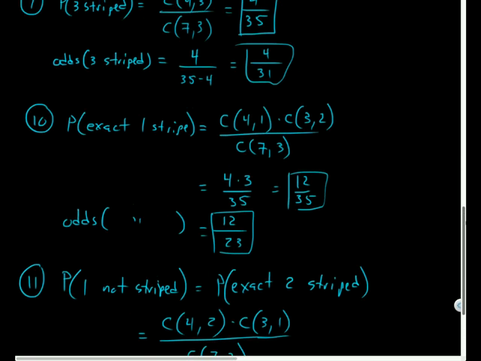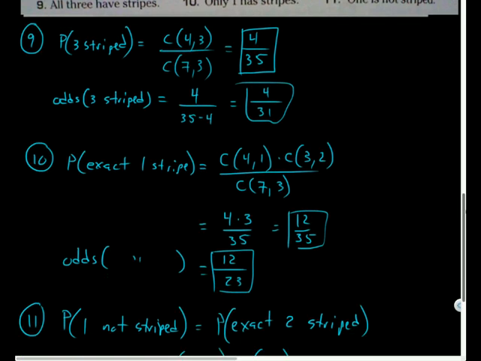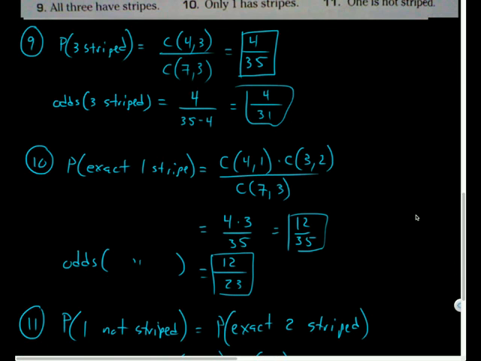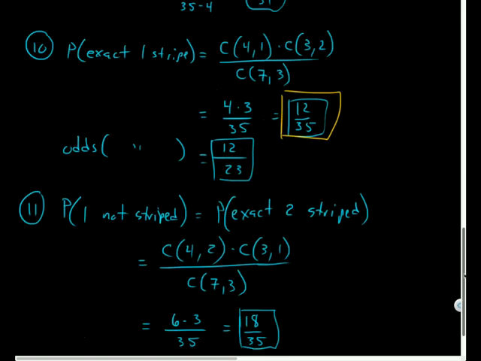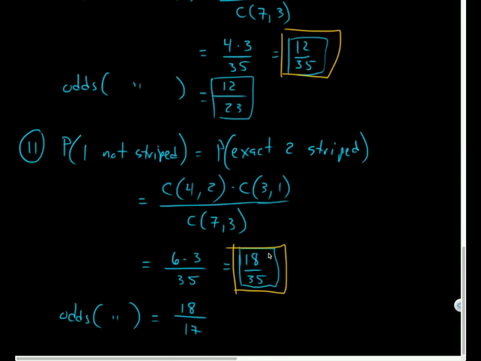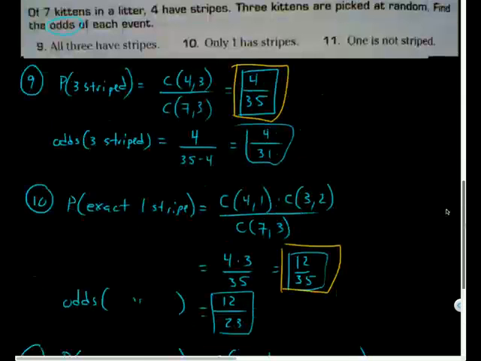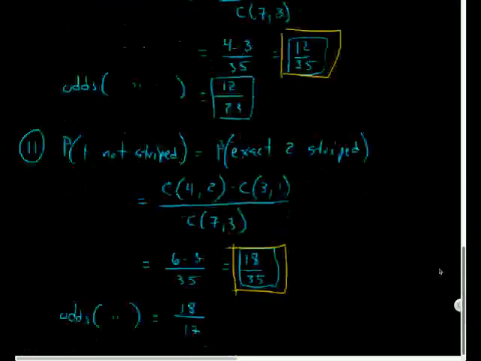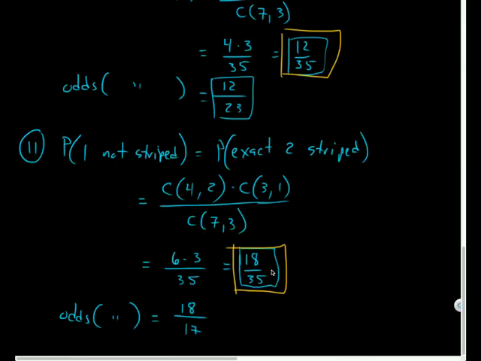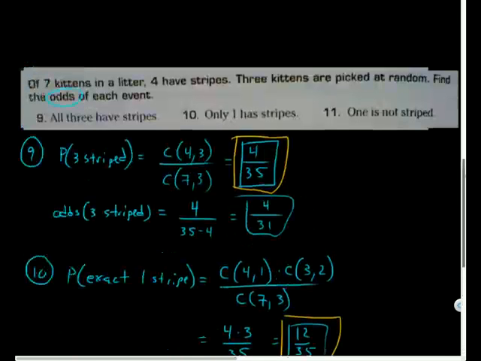Actually, let me take a look. Exactly 2 striped, exactly 1 striped, 3 striped. I've actually figured out one of the interesting things. I might add one problem. Check out this probability, this probability. So 3 striped, 1 striped, 2 striped. If I add up all of these, I'm missing one case. So 4 plus 12 is 16. 16 plus 18 is 34. Right? Yep. And so 34 out of 35 cases are counted here.